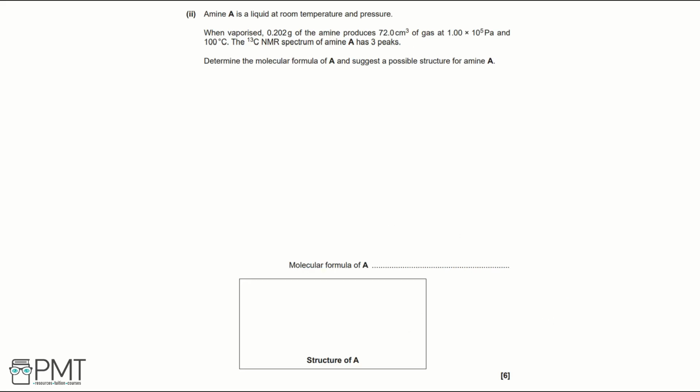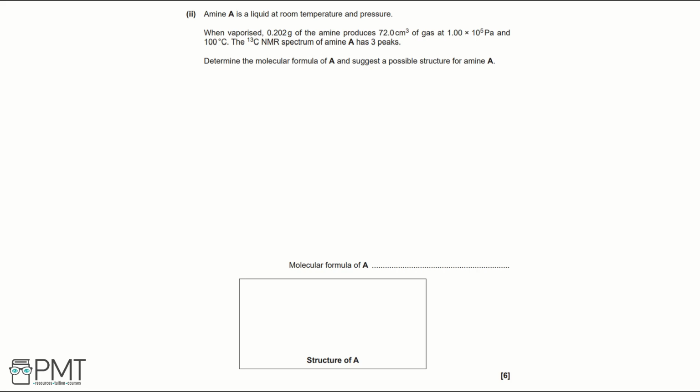Part 2. Amine A is a liquid at room temperature and pressure. When vaporized, 0.202 grams of the amine produces 72.0 centimeters cubed of gas at 1.00 times 10 to the 5 pascals and 100 degrees Celsius. The carbon-13 NMR spectrum of amine A has 3 peaks. Determine the molecular formula of A and suggest a possible structure of amine A.